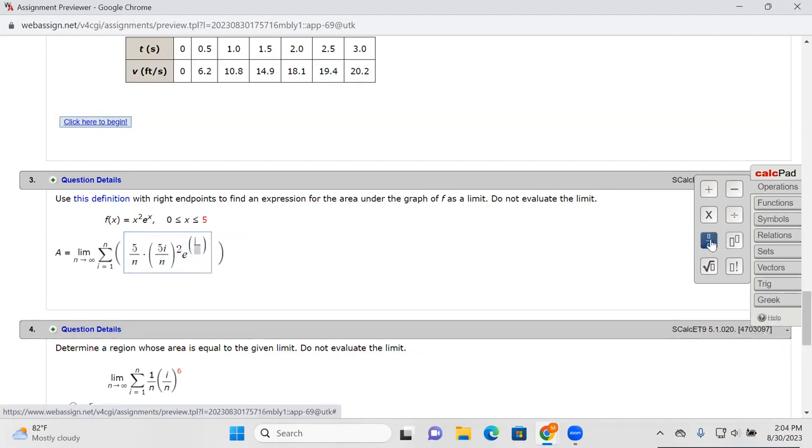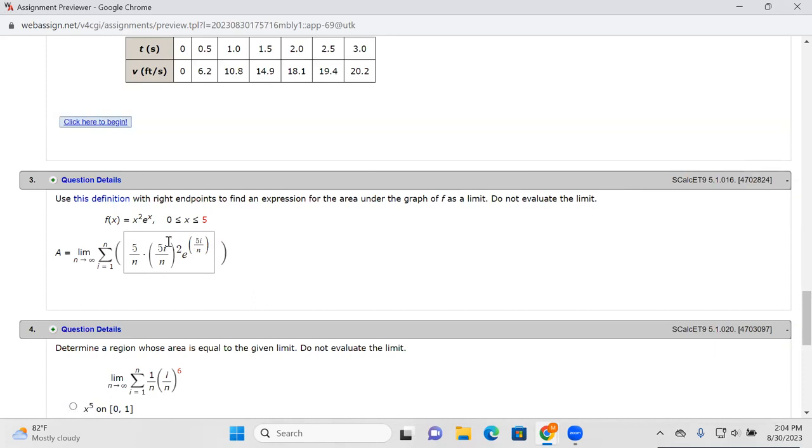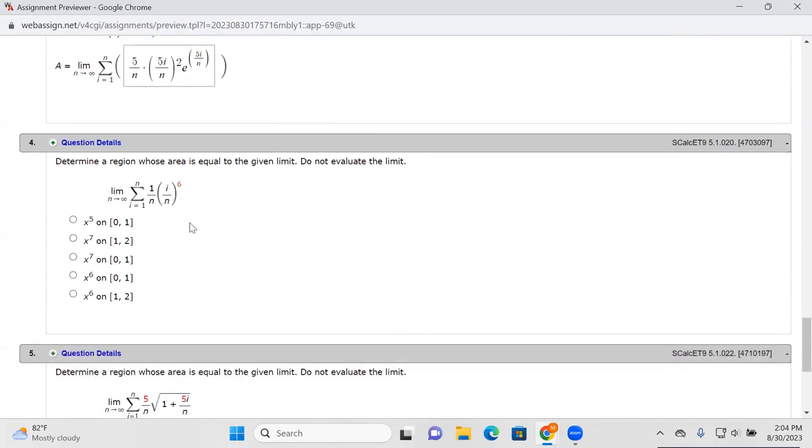So that's maybe a little bit obnoxious to have to write, but that's what f of 5i over n would equal. And so to the right of our 5 over n is our function heights, the height of each rectangle, and to the left is our width of each rectangle, and that would give us the appropriate value.